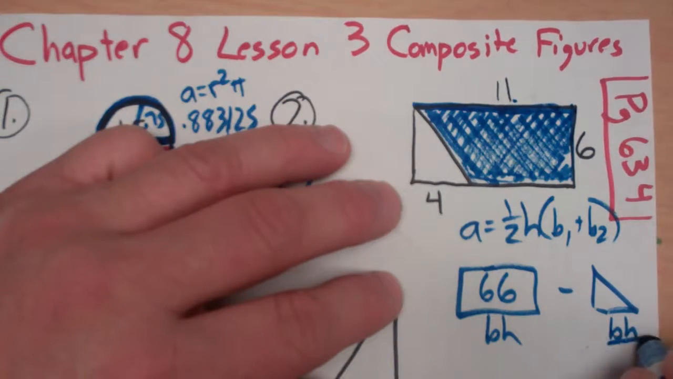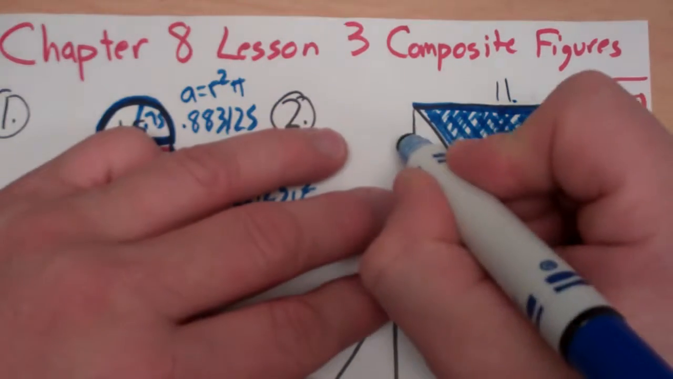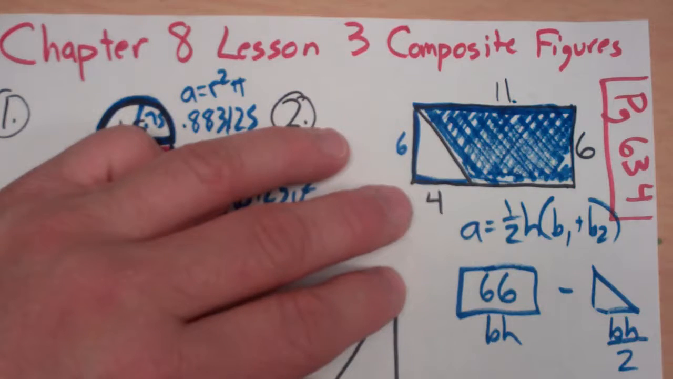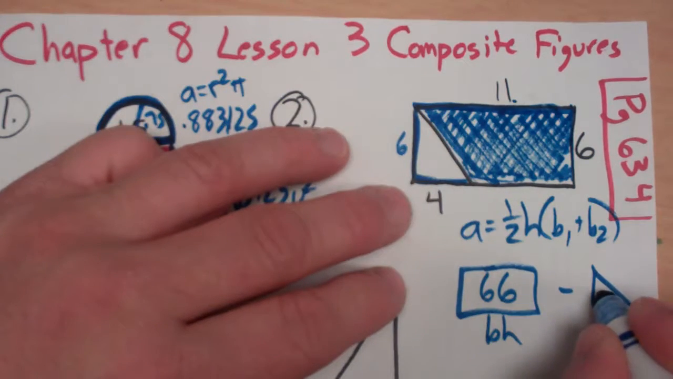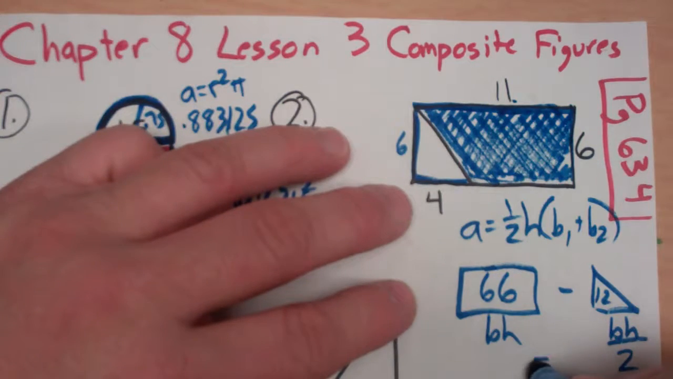The area of this one is 66, base times height, by the way. Triangle is base times height divided by 2. So I have 4, and since this was 6 over here, it's 6 over here. So here's my L. 4 times 6 is 24, but I have to divide by 2, so I get 12. And then 66 minus 12 is 54 units squared.